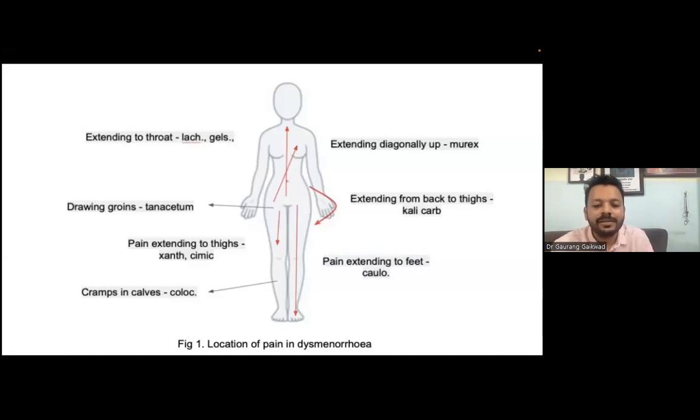So this is a very interesting map that is created by Dr. Jaya. What we try to do is, how are the different pains of dysmenorrhea and which area it goes to? And this is very beautifully prepared by Dr. Jaya. So if you like it, you should go and thank her or maybe follow her on Instagram. So you can see here, dysmenorrhea typically where the pain radiates to the thigh. Xanthoxylum is one remedy. Another very important remedy is cimicifuga.